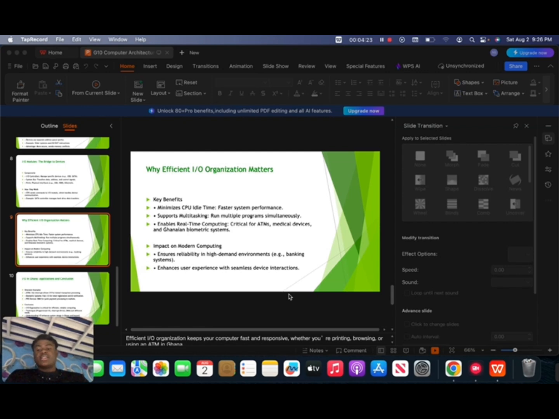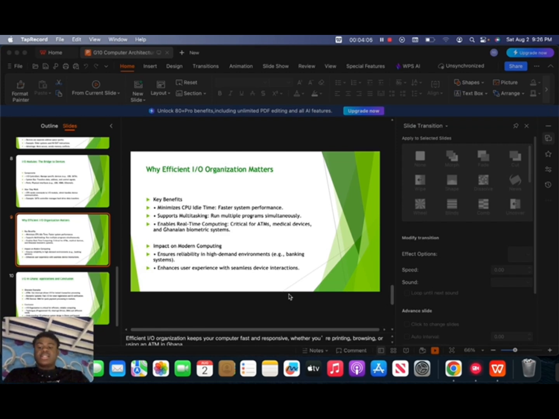The second one is that it supports multitasking. That's to say, it runs multiple programs simultaneously. So modern IO system organizations allow you to handle multiple operations concurrently, improving the overall system performance.